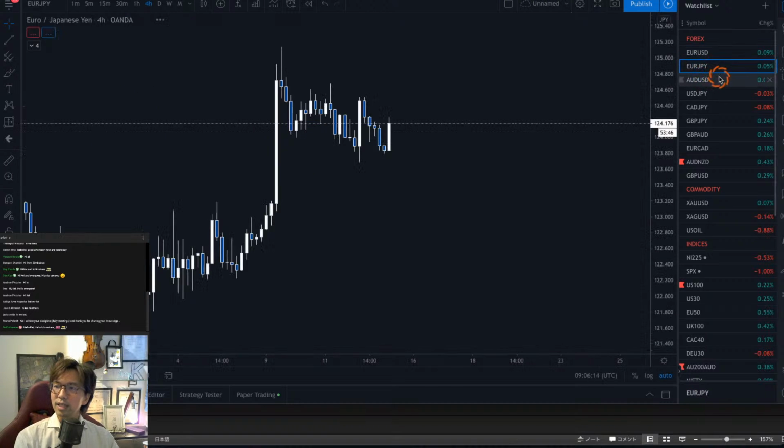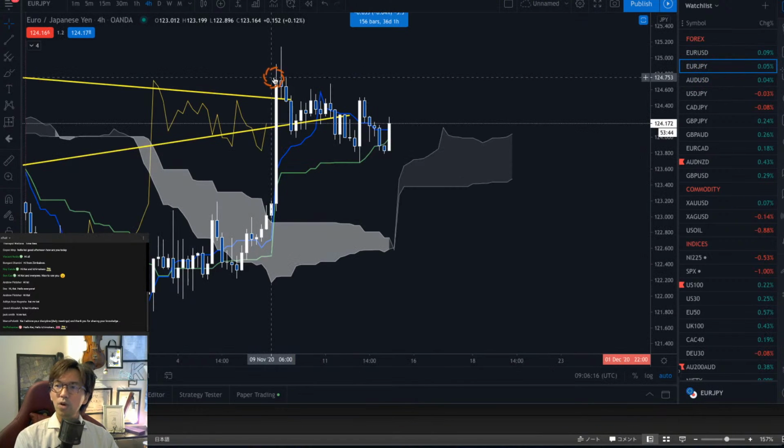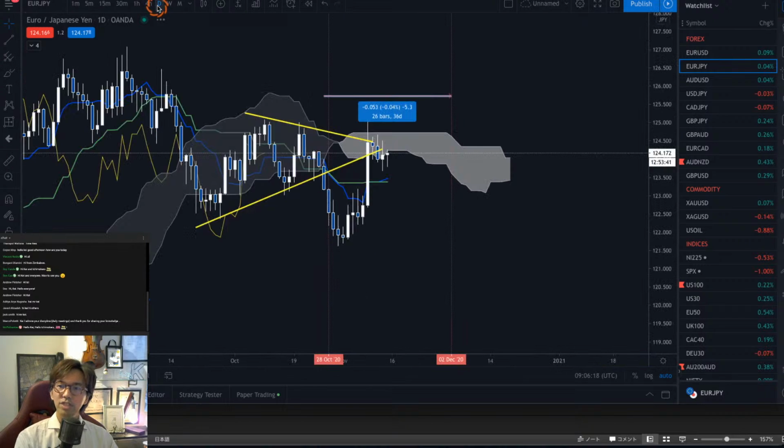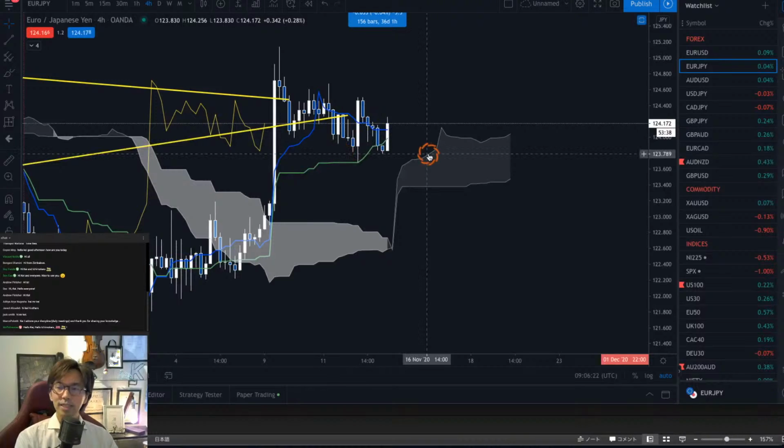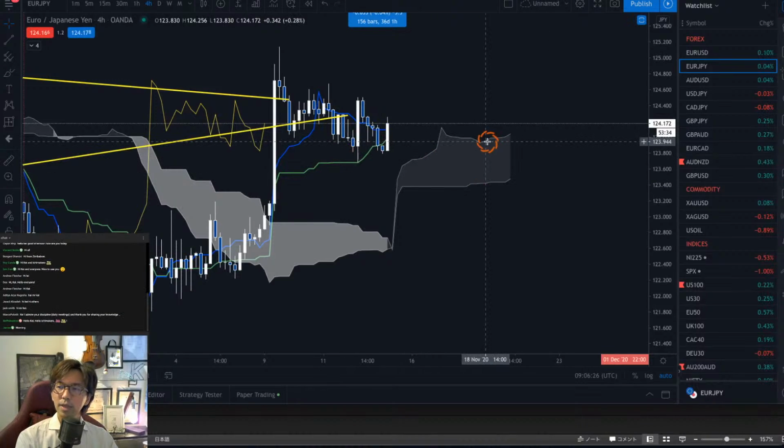So let's check the next one, Euro JPY. The Euro JPY daily chart is flat and the forward chart is flat, basically no trends. Not the best timing to look for a buy or sell chance on this pair either.